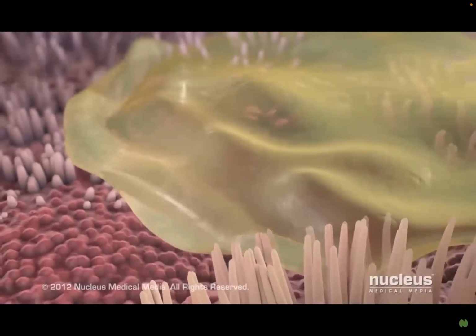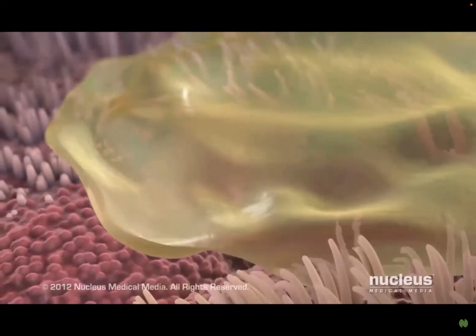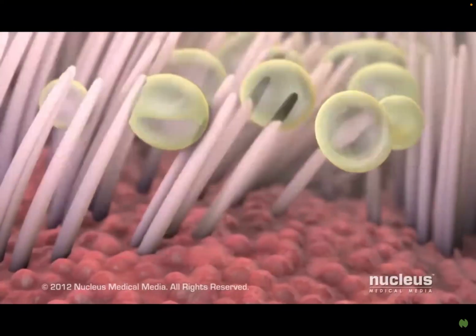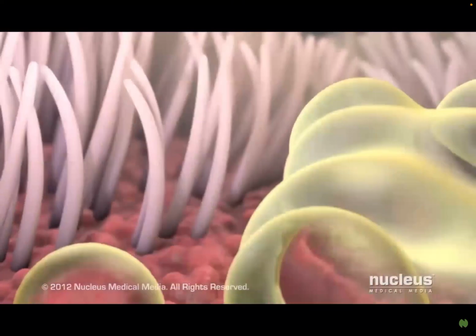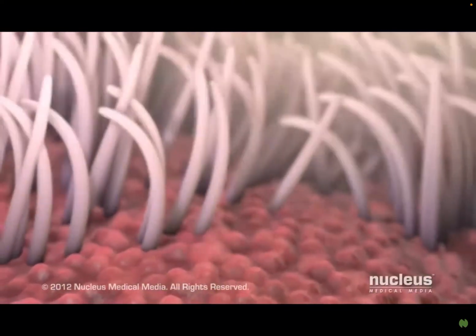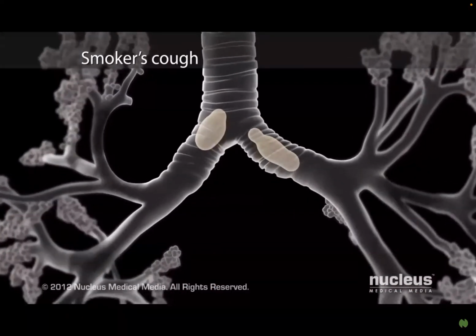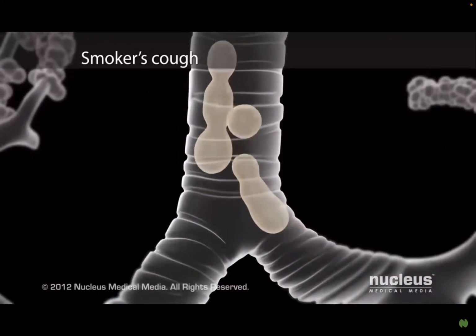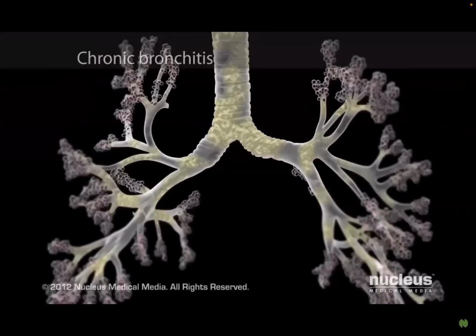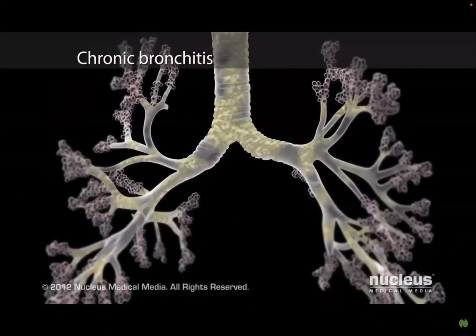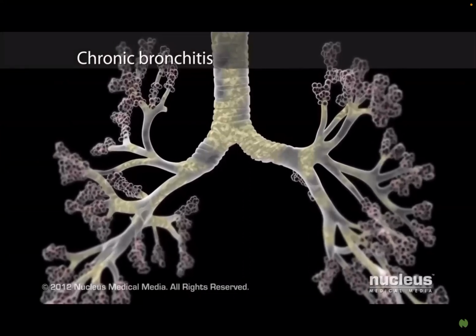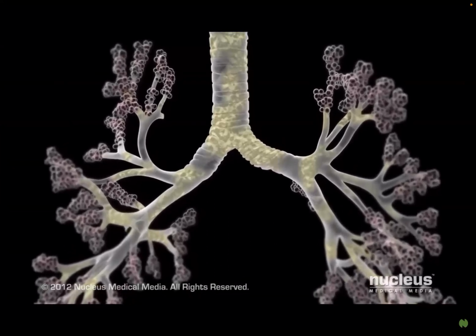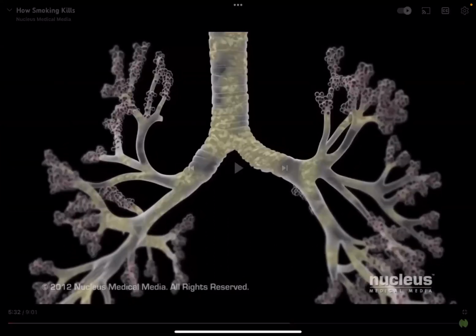The movement of your cilia slows, causing some of the smoke and mucus to stay in your lungs. While you are sleeping, some of the cilia recover and start pushing more pollutants and mucus out of your lungs. When you wake up, your body attempts to expel this material by coughing repeatedly, a condition known as smoker's cough. Over time, chronic bronchitis develops as your cilia stop working, your airways become clogged with scars and mucus, and breathing becomes difficult.